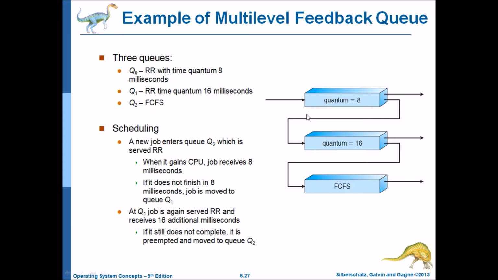But the implementation for scheduling is that only when Q0 is empty will it execute processes in the next queue, Q1. Similarly, the processes in Q2 will be executed only if Q0 and Q1 are empty. And so a process that arrives for Q1 will preempt a process in Q2. In a similar manner, a process in Q1 will be preempted by a process arriving at Q0.